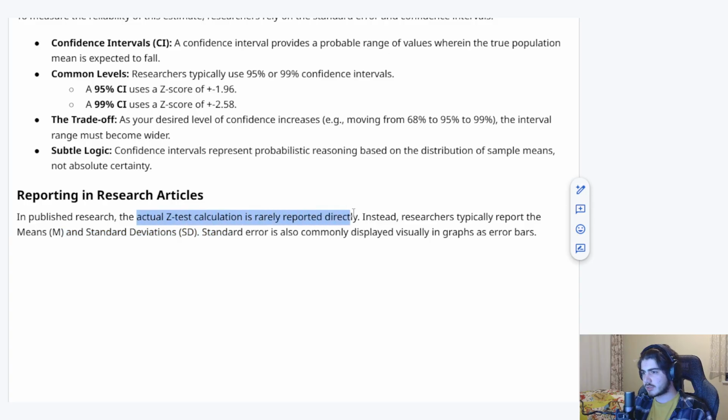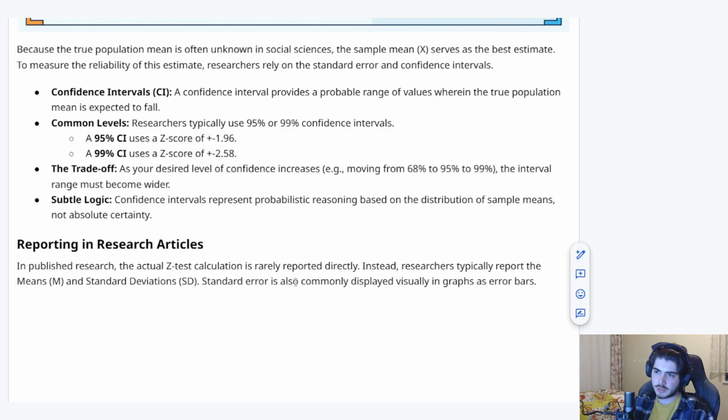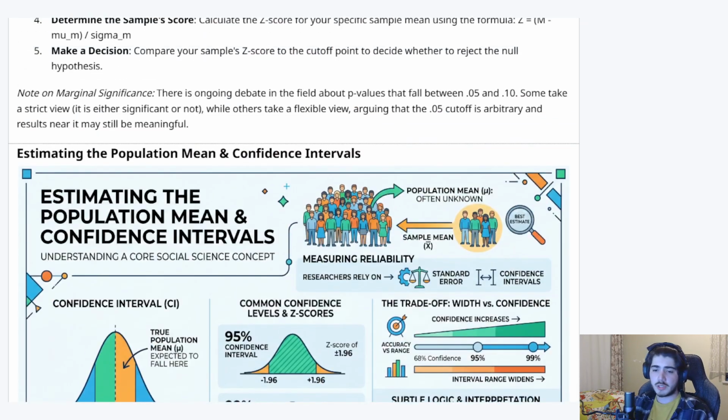The actual data is rarely reported directly. They usually report the means and the standard deviations, and standard error is also commonly displayed visually in graphs as your error bars. I guess we need to see some of these graphs because I don't understand anything.